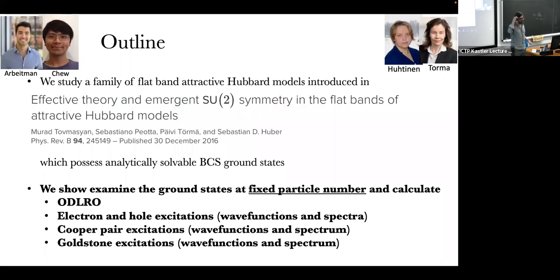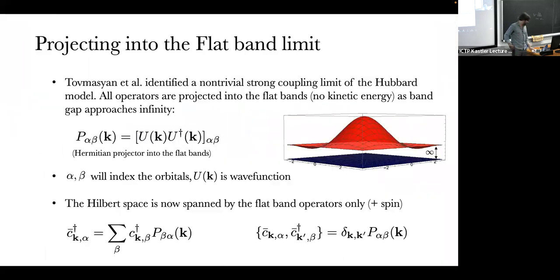I've said that it's very likely that the bands are topological. We're going to study the effect of topology on this model, and then try to go to twisted bilayer. Basically this is the projector into the flat bands, and it's our quantity of most interest. And the Hilbert space will be spanned by the projected operators into the flat band, which are overcomplete.